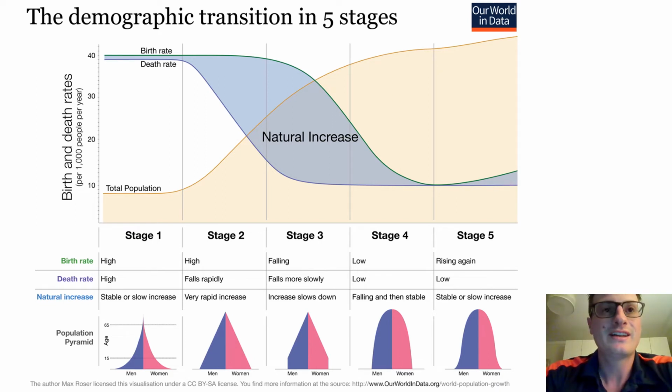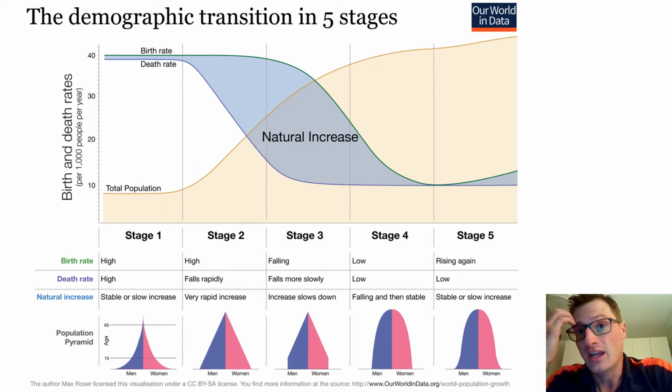Okay, so moving into stage three. Here, as you can see, population growth starts to slow down. And this is because the green line starts to fall off, as you can see. This is the green line, the green line being the birth rate, starts to fall.